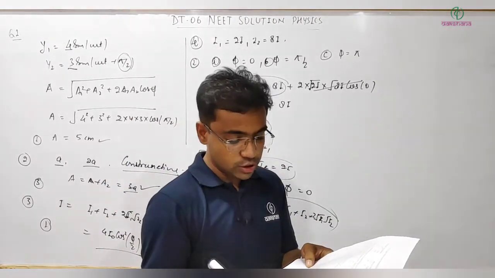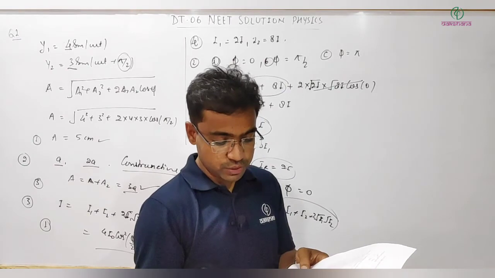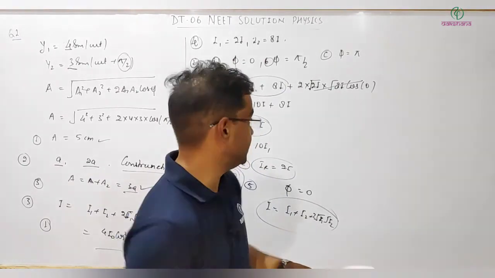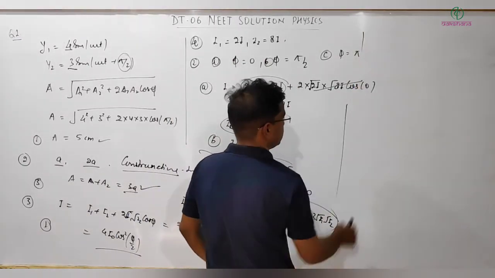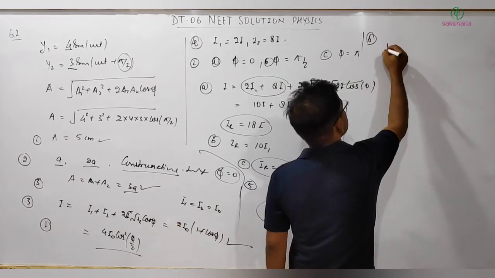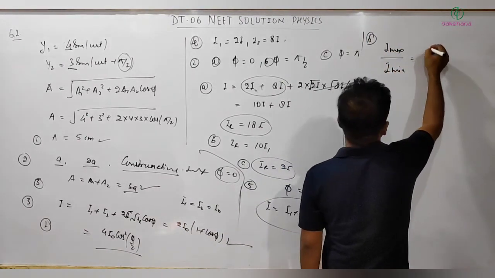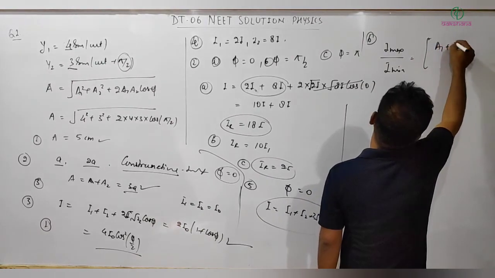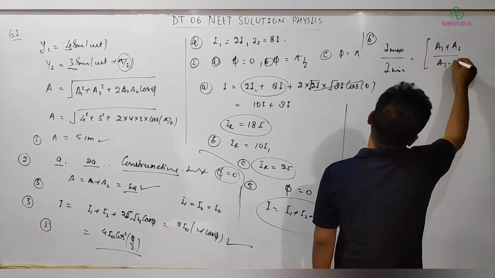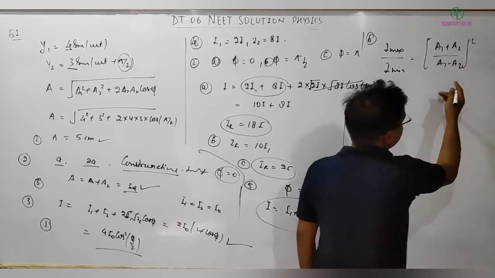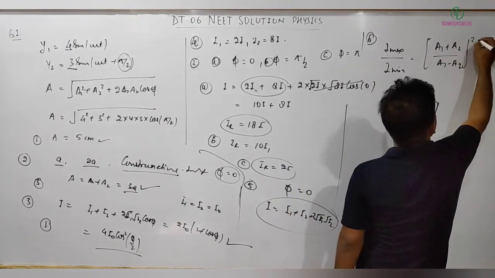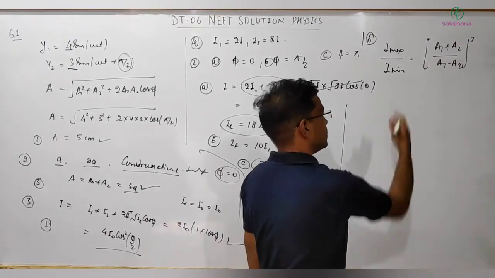Question 6. The ratio of amplitudes of two waves is 4:3. Then find the ratio of maximum and minimum intensity. It's simply a formula-based question. I max divided by I min is given by ((A1 + A2)/(A1 − A2))². This is a simple application of the formula.